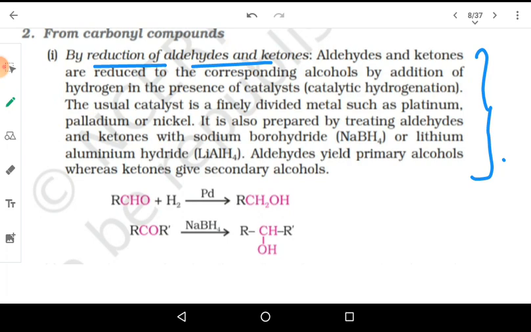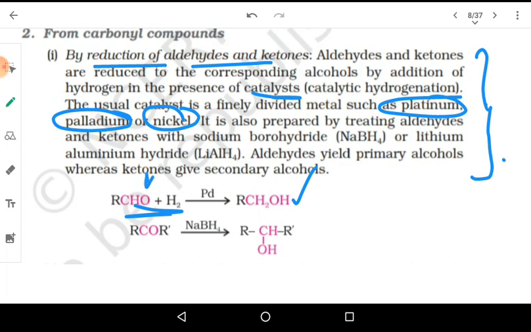First method is addition of hydrogen in the presence of catalysts. What are the catalysts? We have platinum, palladium or nickel. These are finely divided catalysts, and in the presence of these catalysts we are carrying out the process of hydrogenation. This is the reaction, right? We are treating it with H2, and when we are treating it with H2, what is going to happen? This oxygen is going to break its double bond and form a single bond, and to the other side of the carbon we will be getting, because we have a molecule like this, right?